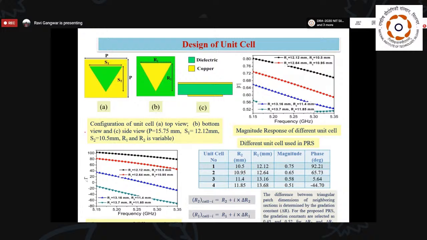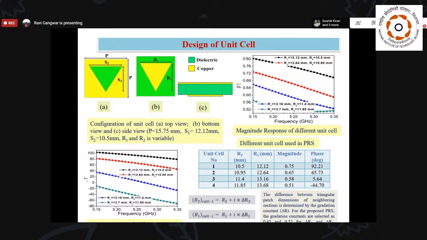For that purpose, I have designed one unit cell. Here you can see that on the top side we have copper, and on the bottom side, one is the slot and the other is the patch. In that manner we get two different things. The slot side forms a capacitive grid, and the top forms an inductive grid. So in the PRS we have two different concepts: one is the inductive grid, the second is the capacitive grid.